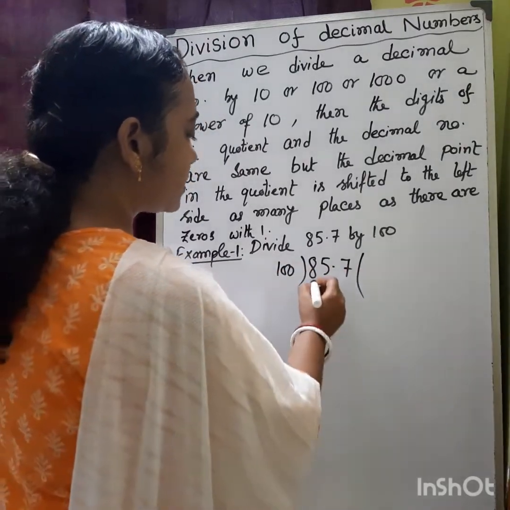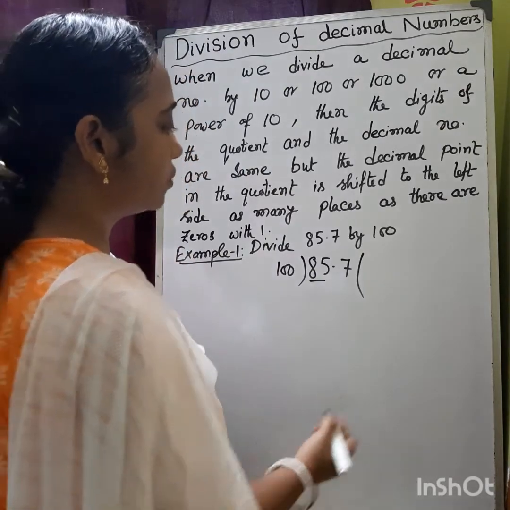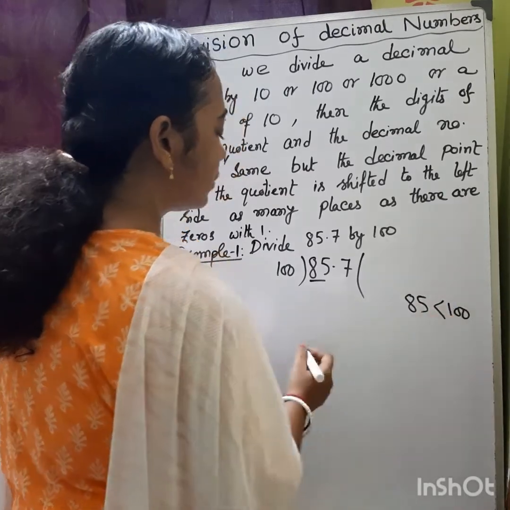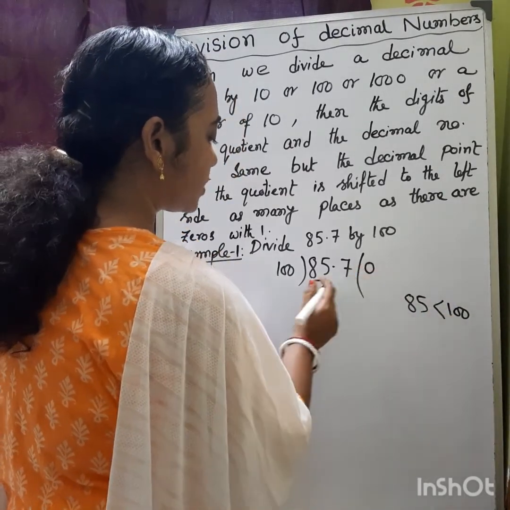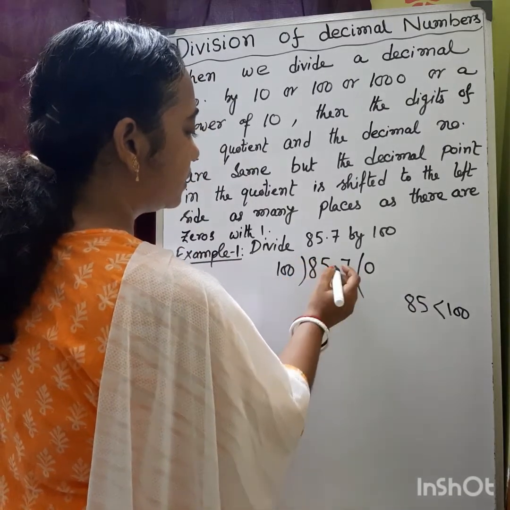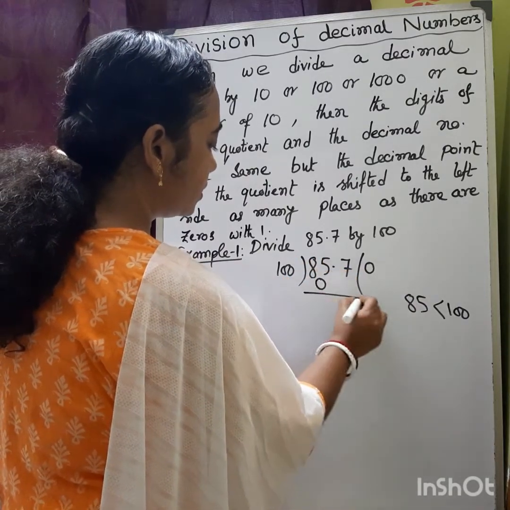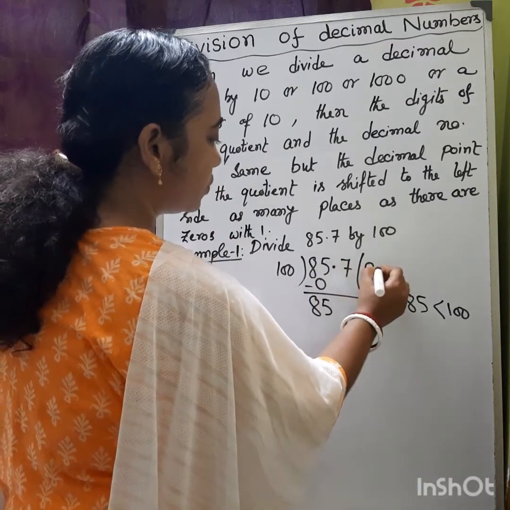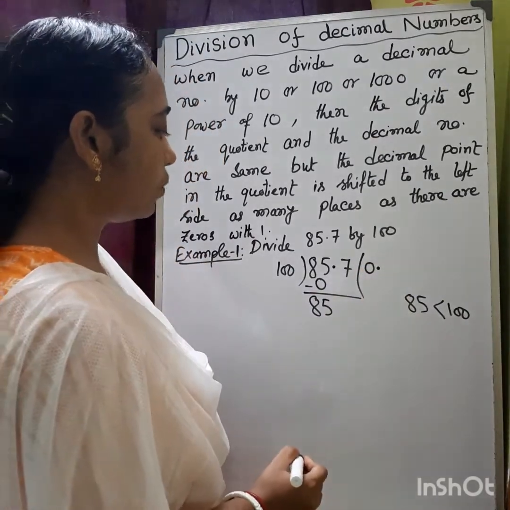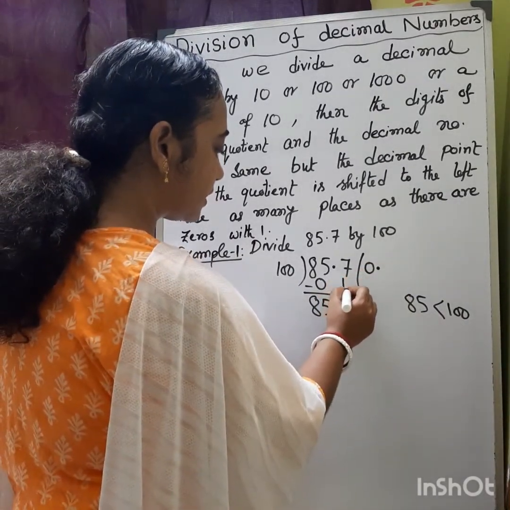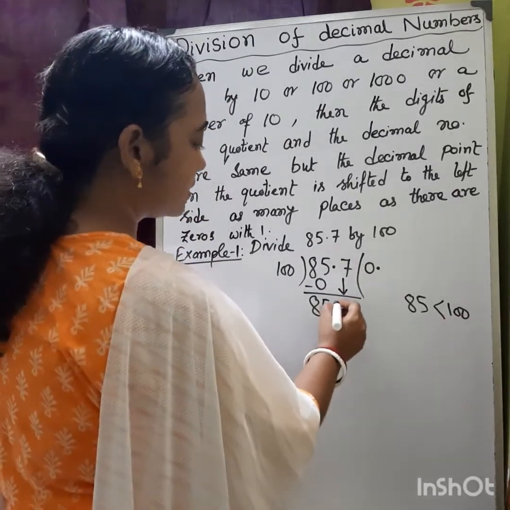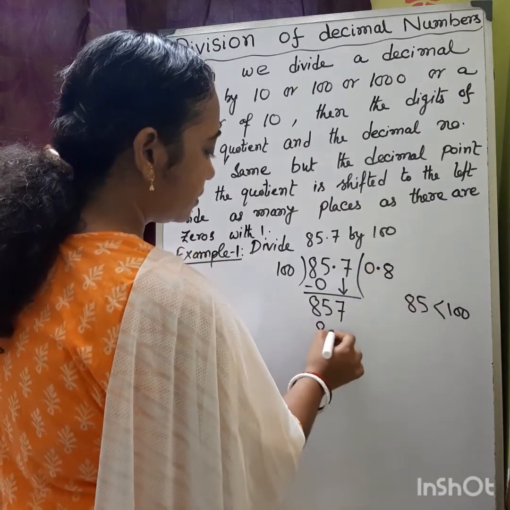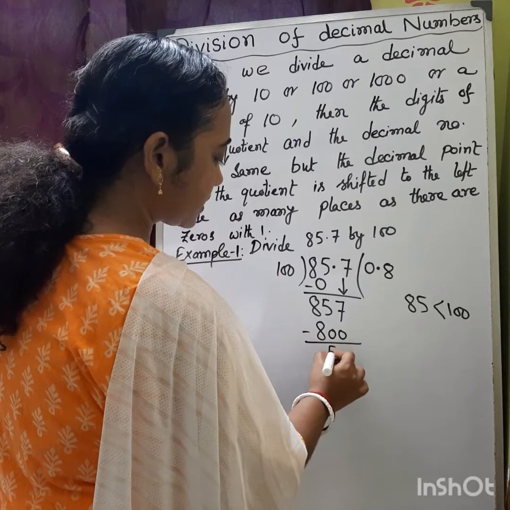Now the first two digits in the whole number part, which is 85, are less than 100. So we put one 0 in the quotient. After that, one decimal point is there, so we put one decimal point here. Now we bring down the digit left in the decimal part, that is 7. So now we know 100 eights are 800. If you subtract them, we get 57.